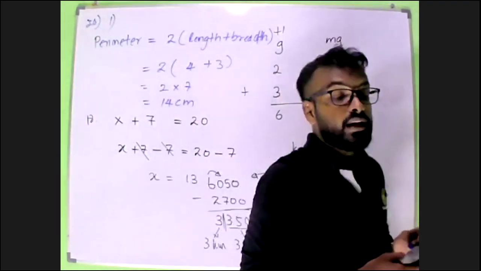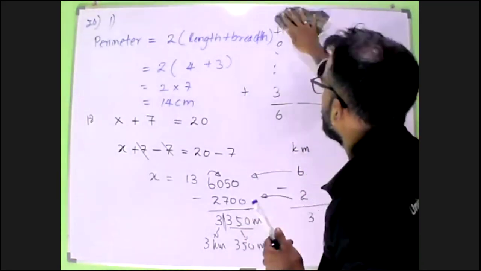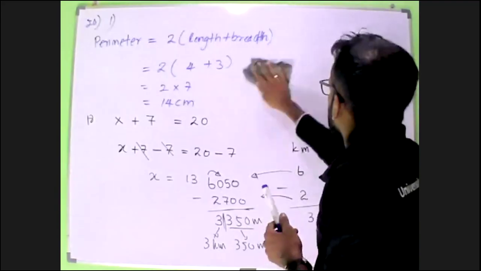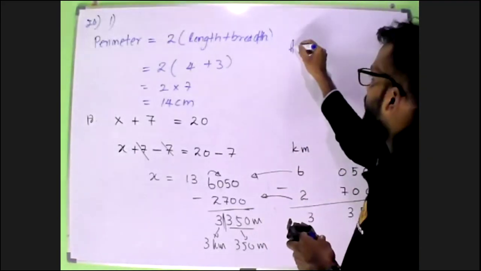And the second one asks you to find the area. How do you find the area of a rectangle? Length multiplied by breadth, right, area.